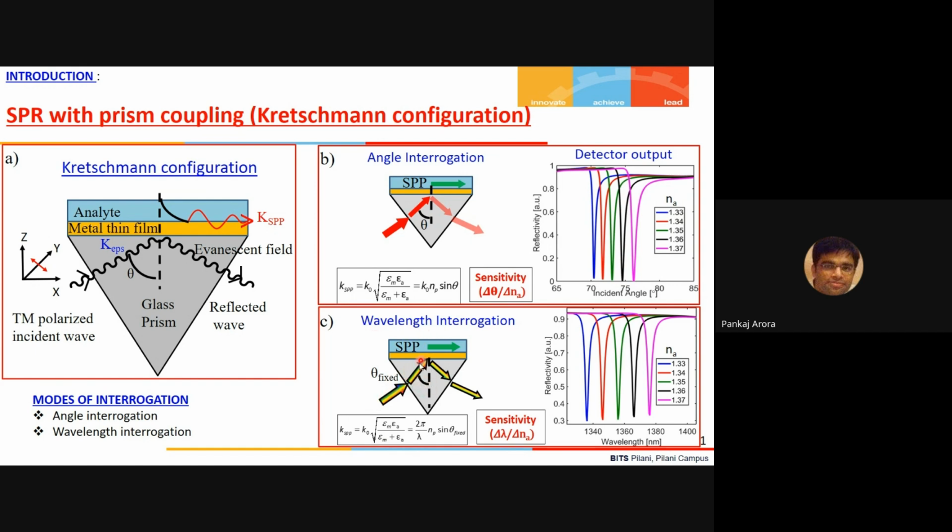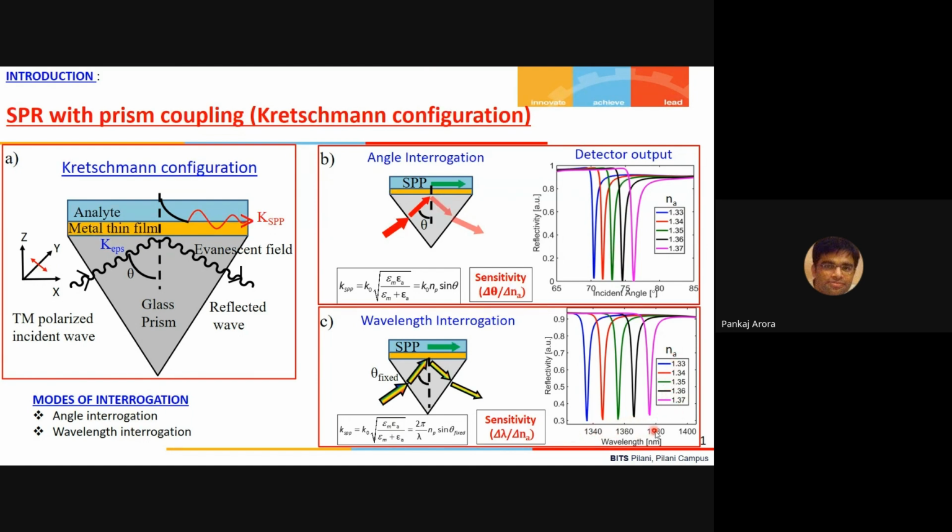Moving to the wavelength interrogation, as the name suggests, now my theta is going to be fixed, and only the wavelength is going to be changed. That means instead of using a single wavelength source, I'm going to use a broadband source. Now theta is fixed, and the wavelength is going to change with respect to the change in the analyte refractive index. The same thing, Na is being changed.